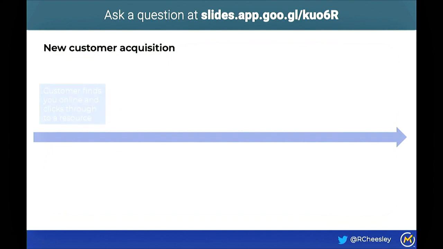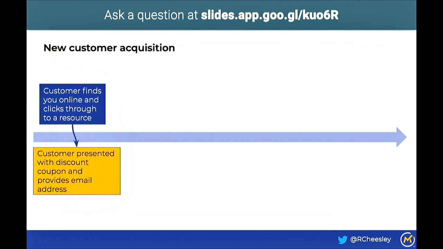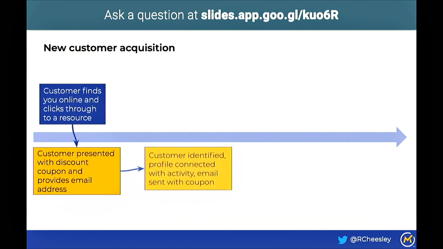So some examples. With a new customer, they might find you online, and then Mautic presents them with a discount coupon, and then they provide their email address, because who doesn't want 10% off a new handbag or a pair of shoes or whatever it is you're buying? So now you know who they are, and that profile is updated with their information. It can pull in any matching social media profiles, so you could also follow them on social media. And you've sent them an email with the coupon.